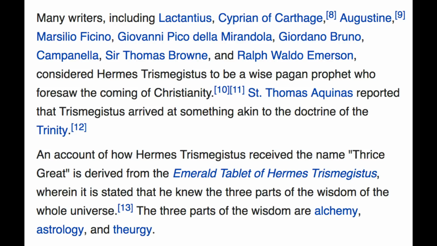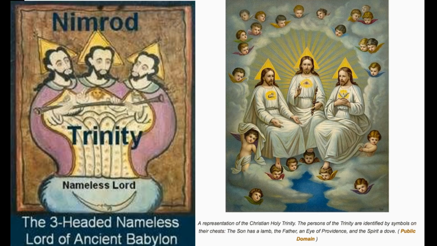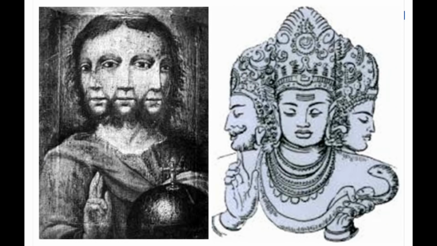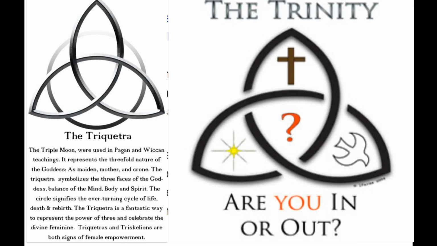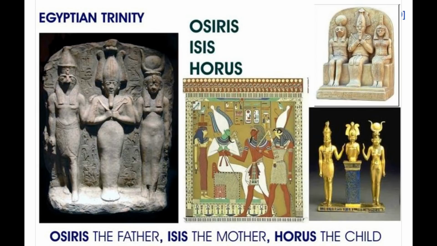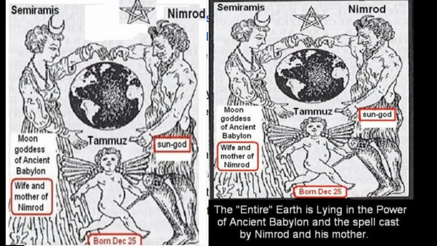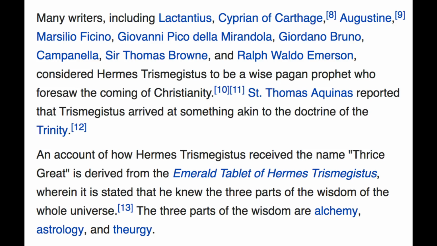But he was pagan. Still, he was a prophet who foresaw the coming of Christianity. St. Thomas Aquinas reported that Trismegistus arrived at something akin to the doctrine of the Trinity. Who started the doctrine of the Trinity? Hermes Trismegistus, thrice great, or Thoth, right? We'll see how he was influencing this from way before the Hellenistic period in Greek. He was doing it back in ancient Egypt, with Osiris, Isis, and Horus, the Trinity, and even before that in Sumeria and Mesopotamia. So the Trinity is very influenced by Thoth and his different epithets, as St. Thomas Aquinas reported. It's akin to the doctrine of the Trinity.